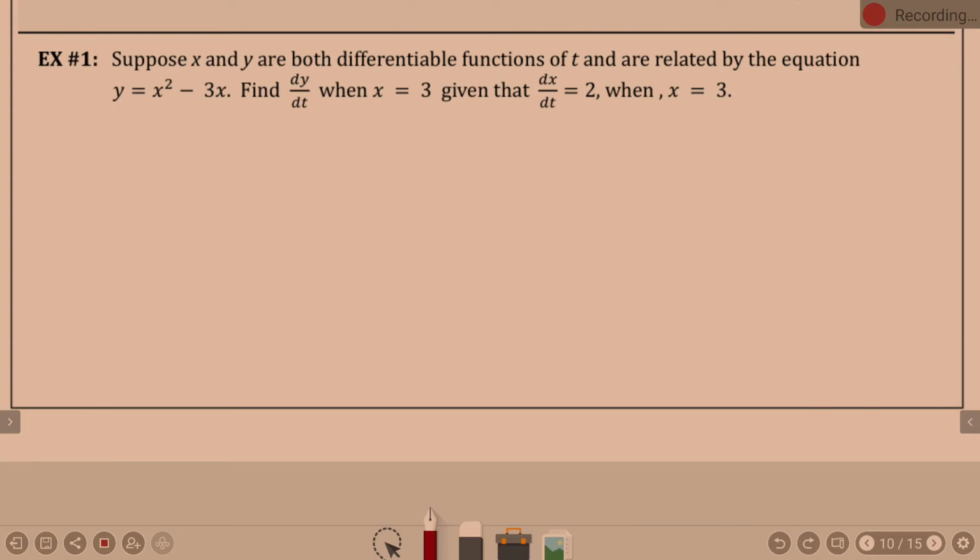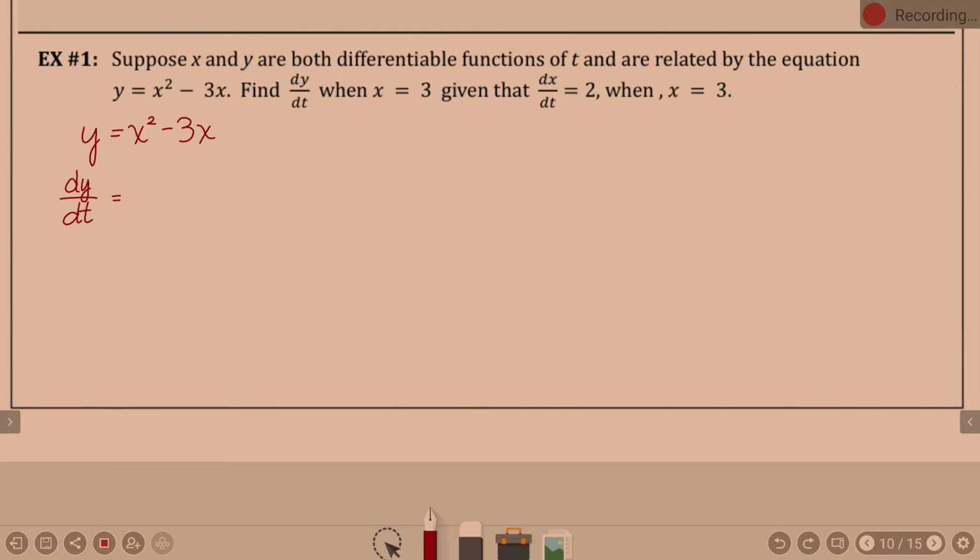Okay, so we were given the equation y equals x squared minus 3x, yes? With that in mind, we're being asked to find dy/dt, right? In order to find dy/dt, we have to talk about the derivative with respect to time. So when we take this, we're going to take the derivative with respect to time. What is the derivative of y? dy/dt.